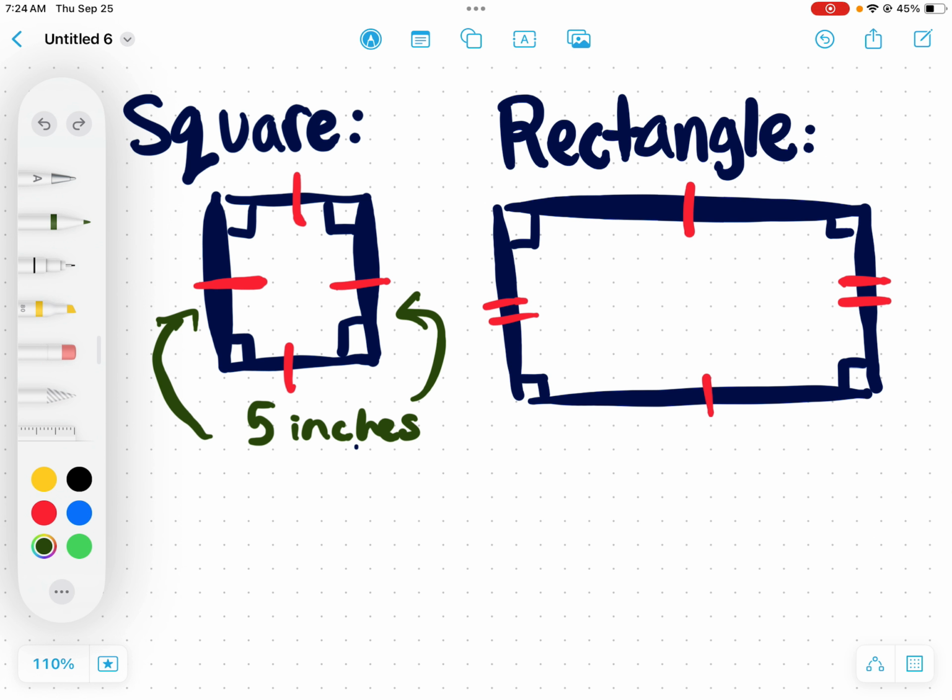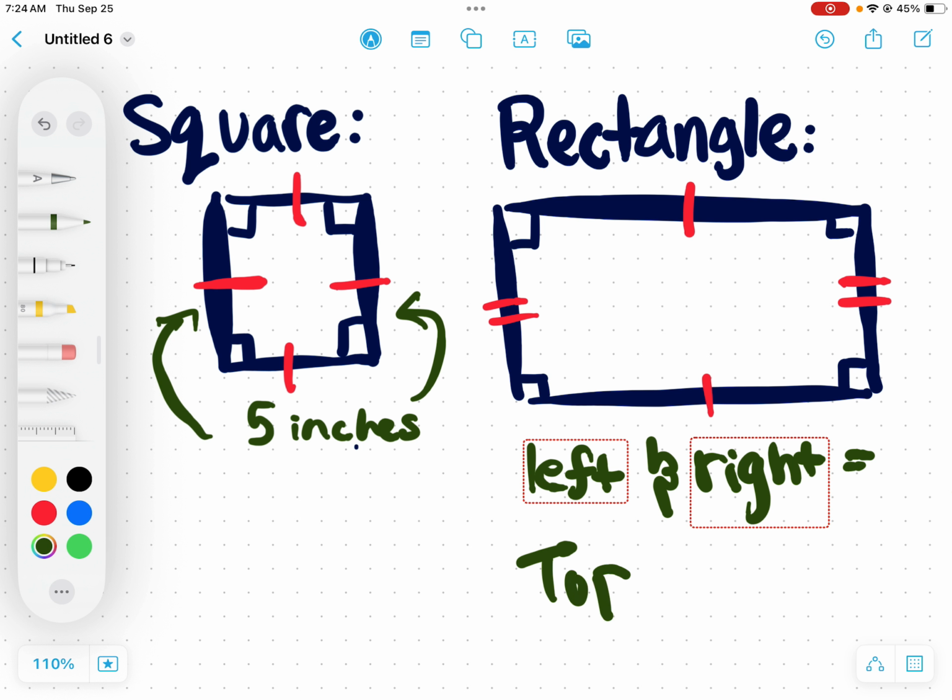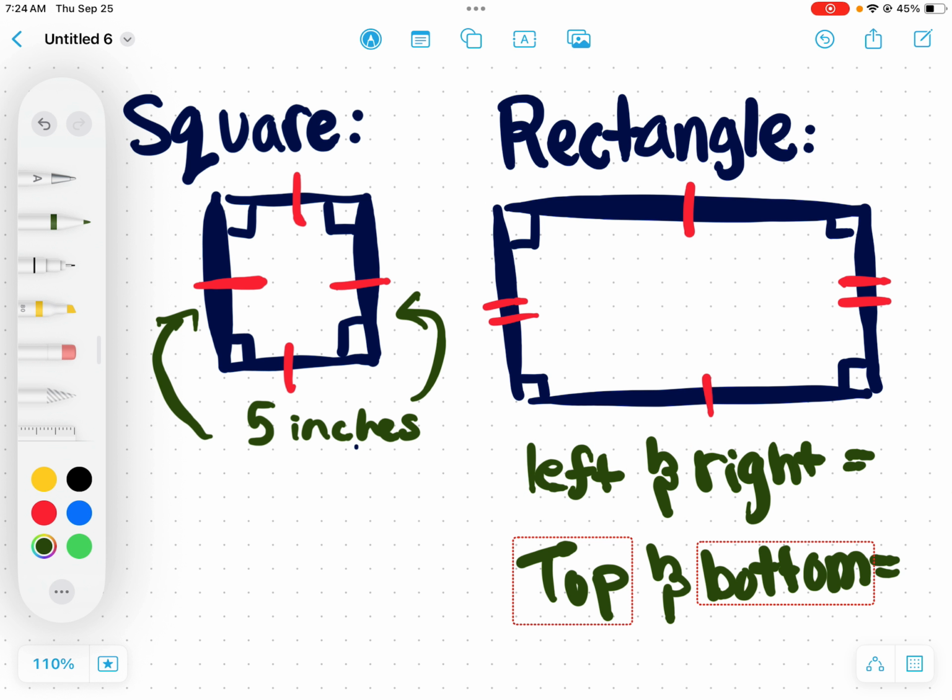What this is also called is parallel. These sides are parallel because parallel means that they never touch. And then this bottom is parallel to the top because those two will never touch. So what we know about a rectangle is that the left and the right are equal, and that the top and the bottom are equal. This will be true for all rectangles.